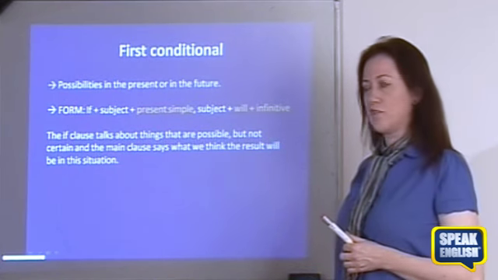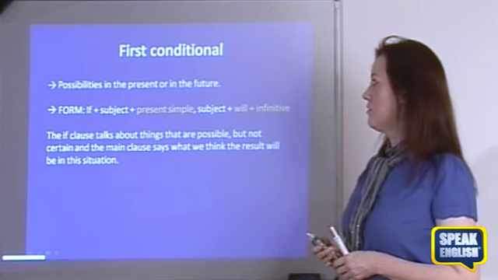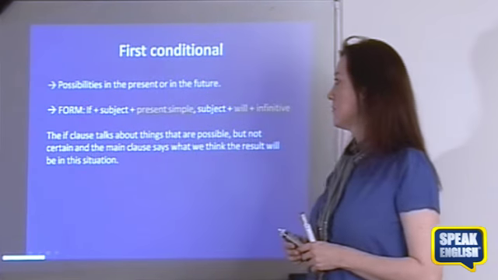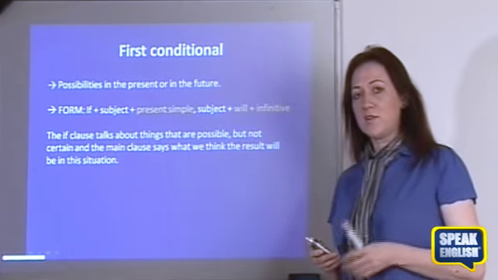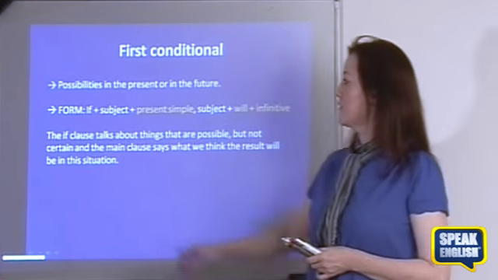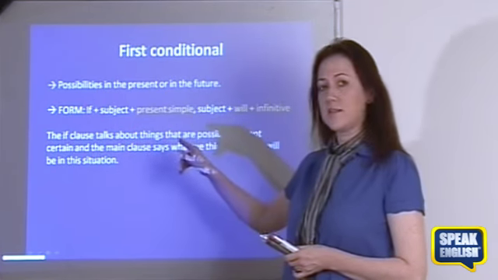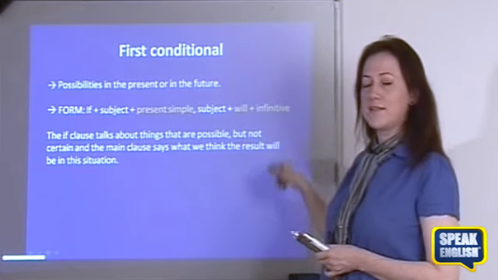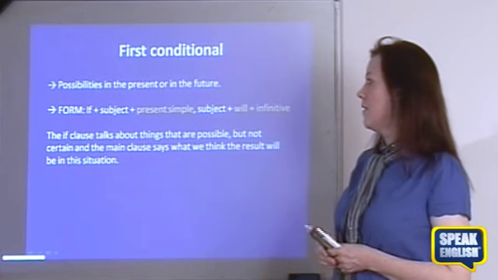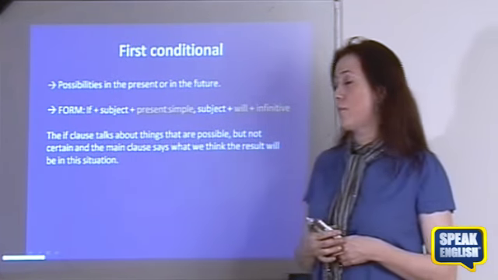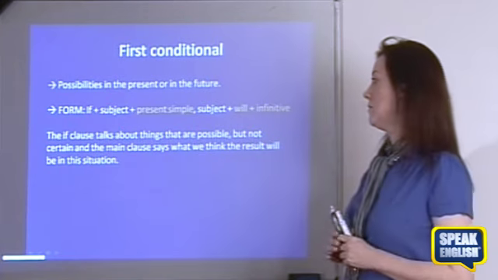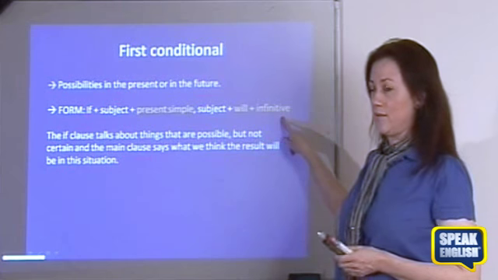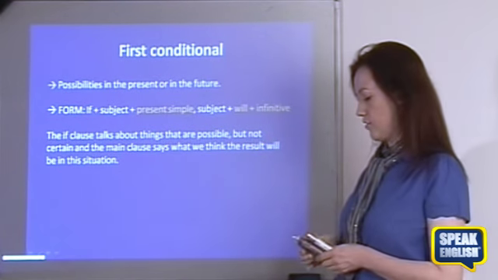What about the first conditional? The first conditional is about possibilities in the present or in the future. The form is a little bit different to the zero conditional. We start with if and a subject plus present simple, but the main clause has a subject with will plus infinitive. The if clause talks about things that are possible but not certain, and the main clause says what we think the result will be in this situation. Let's have a look at some examples.